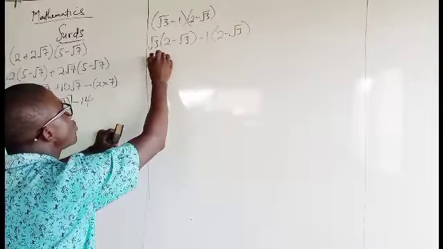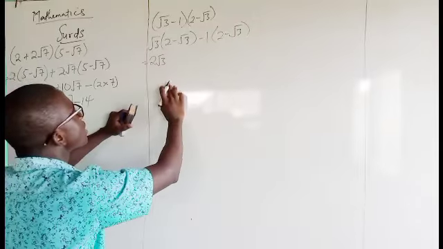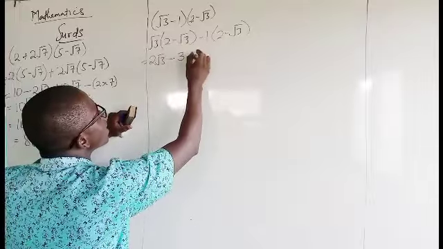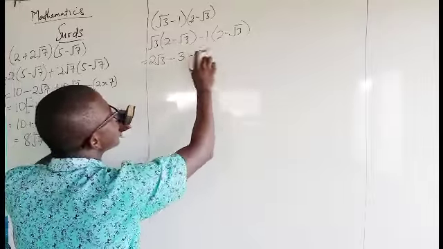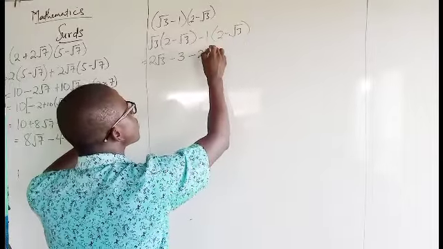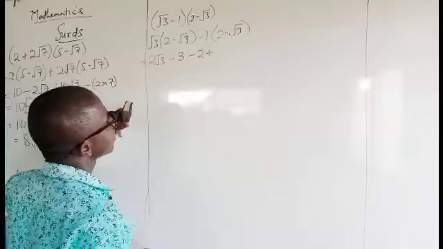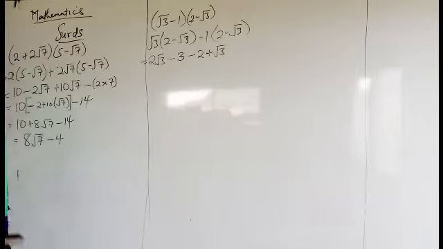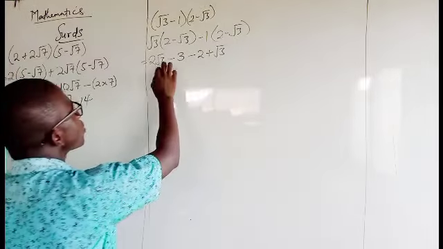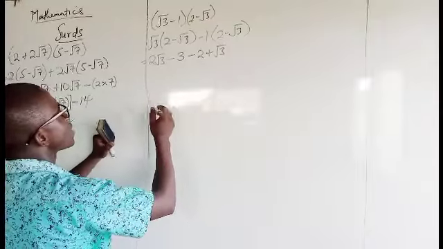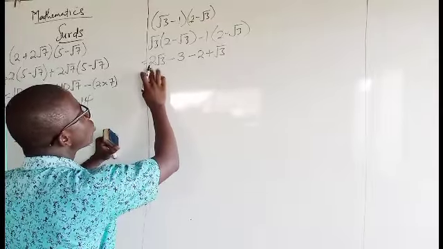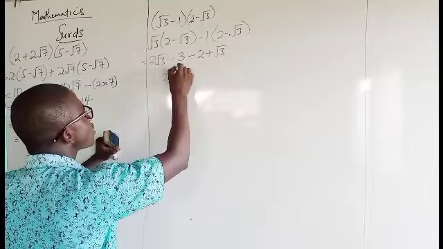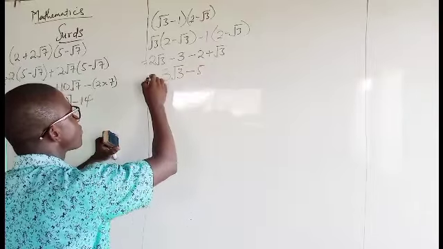So this gives us 2 root 3, minus, now root 3 times root 3, you get 3, then minus 2, and negative times negative gives us what? Positive. Plus. So 1 times root 3, we have root 3. Now we can group the root 3, then we group the 3 and 2, right? Negative 3 minus 2 gives us what? Minus 5, right? Now, 2 root 3 plus root 3 gives us 3 root 3 minus 5.